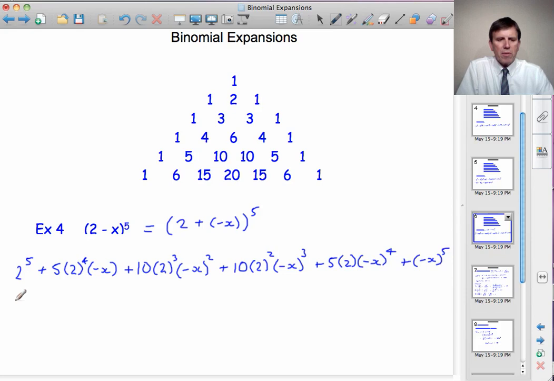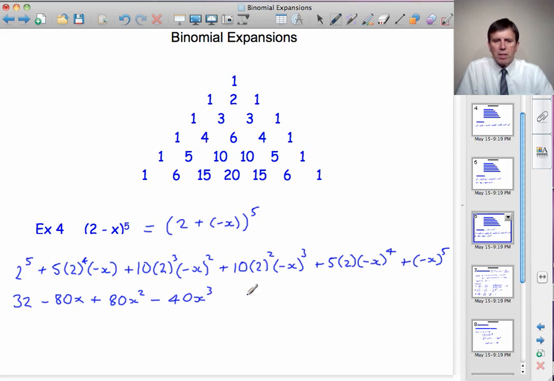Now simplifying, 2 to the power 5 is 32, and we've got one negative in this multiplication here, so that's going to be a negative answer. 2 to the power 4 is 16, 16 times 5 is 80, so we've got minus 80x. Now the next term, we've got a minus x squared, so that's two negatives multiplied together give a positive. And we've got 2 cubed is 8, times 10 is 80, so that's plus 80x squared. Now we've got 3 negatives multiplied together when we cube that term, and so that's a negative overall. 2 squared is 4, times 10 is 40, so that's minus 40x cubed.